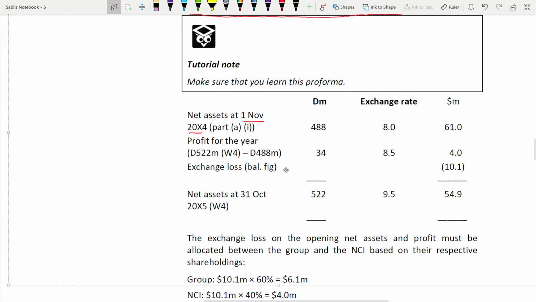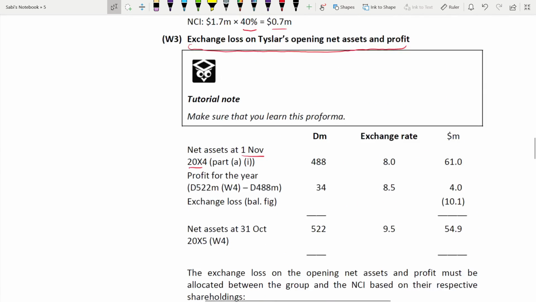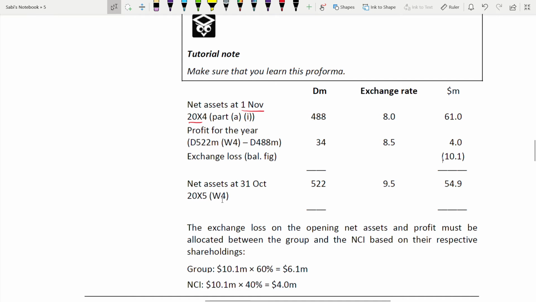And with that, net assets, we add the profit. And here also the exchange loss is the balancing value, the last amount to be found. Before that, you can write the closing figure. And if you see, to get the closing net asset, a separate working is there, working 4.